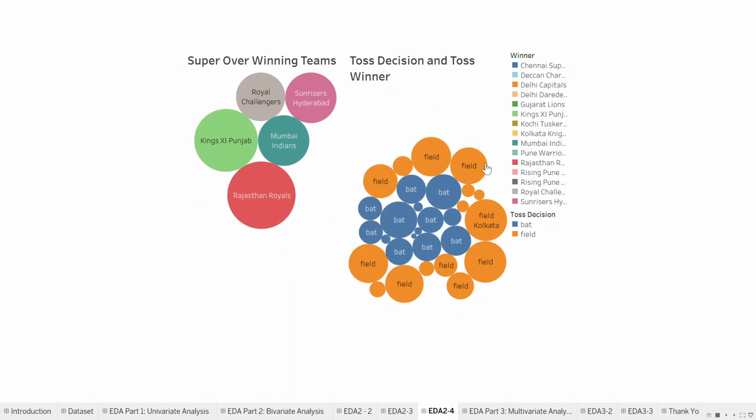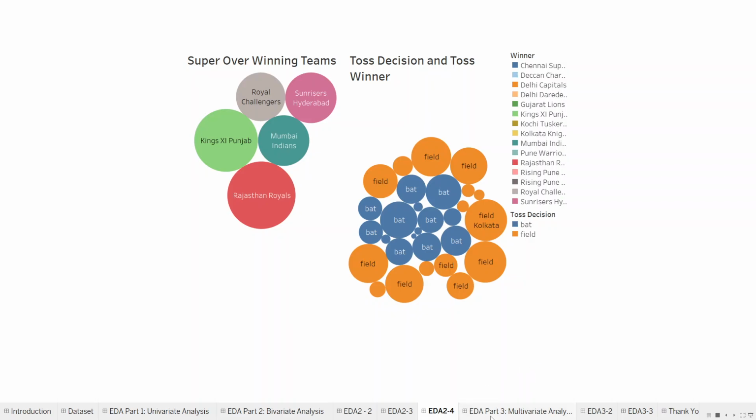And if you look at this bubble chart, here we are finding how the toss decision, whether the team has to bat or field, and what were the winners of those toss decisions. So if you consider this particular bubble, you will see that the toss decision was to bat, and the toss winner was Mumbai Indians, and the number of matches played were 44. So this is again a kind of a bivariate analysis, and here you see the legend.